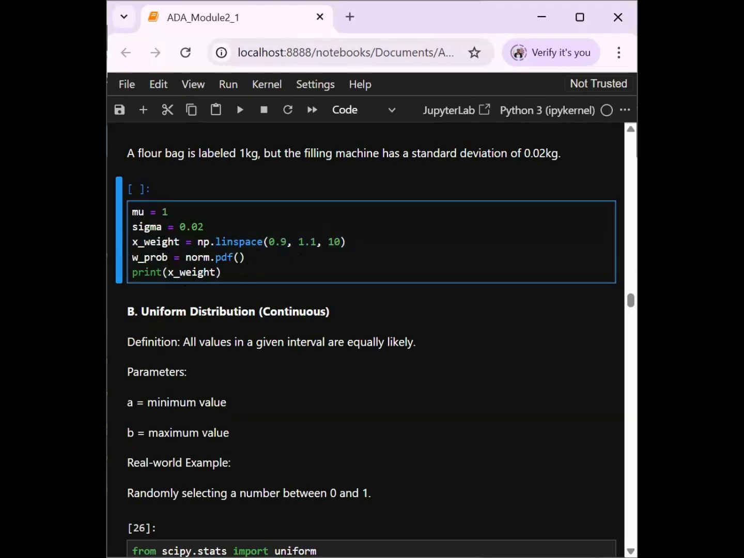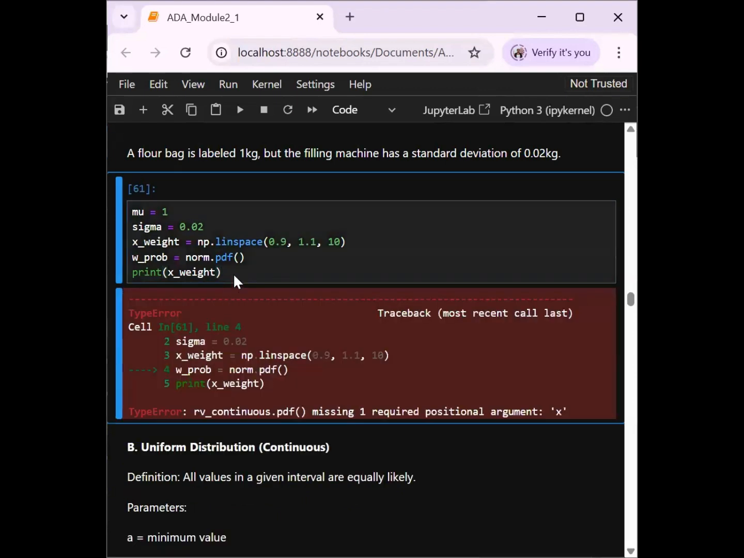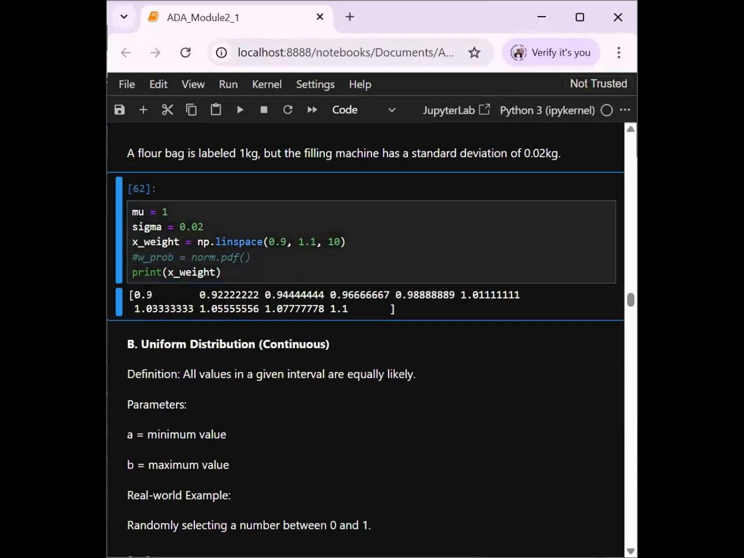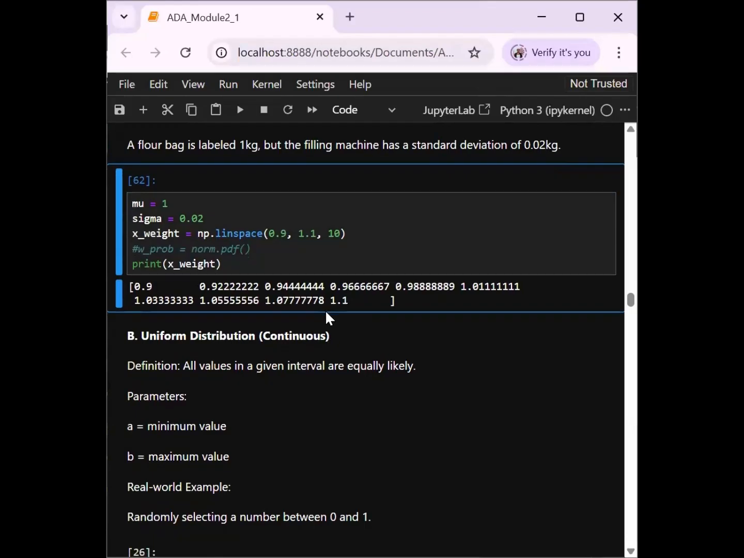Okay, what's wrong? I didn't pass in anything here, but I'm coming. All right, so we see that from 0.9 to 1.1, it divided it equally into 10. So what's your question, Joshua?